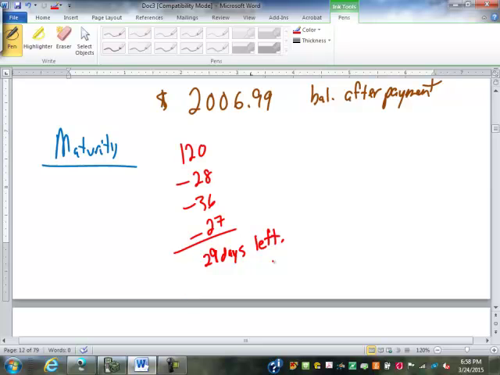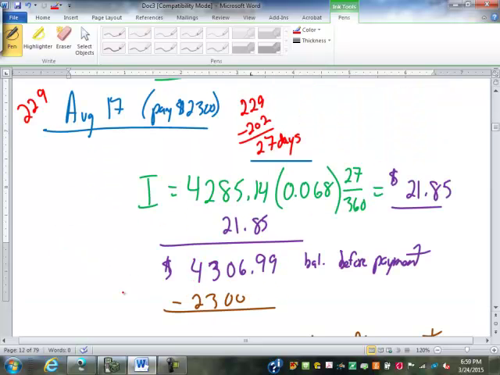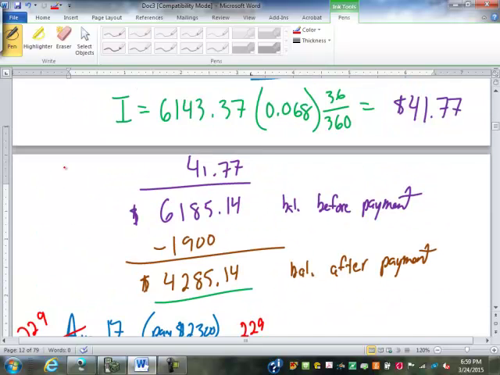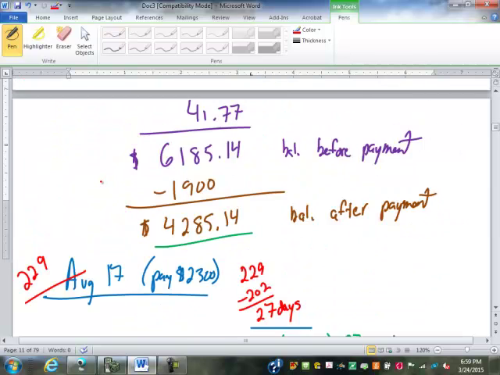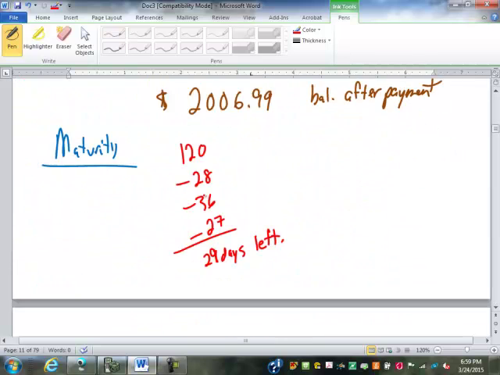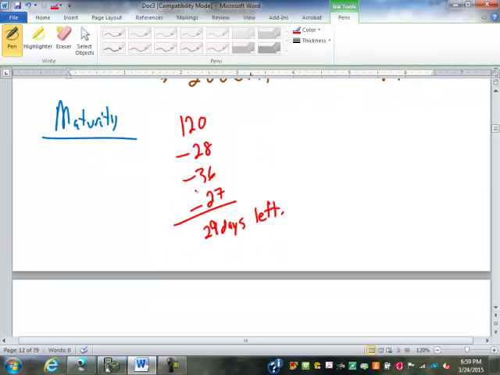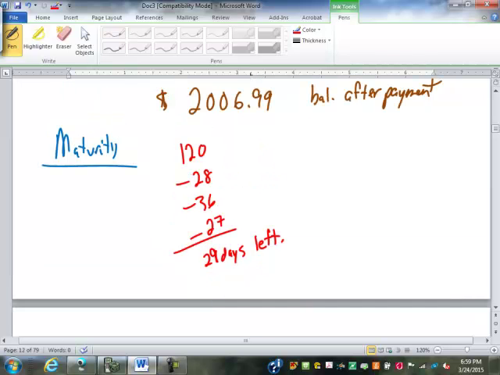Not really, no. What you could do is take 229 minus the 138 and get 91 there, and then you can subtract that. But it is, most likely, yes. So you got 29 days left.